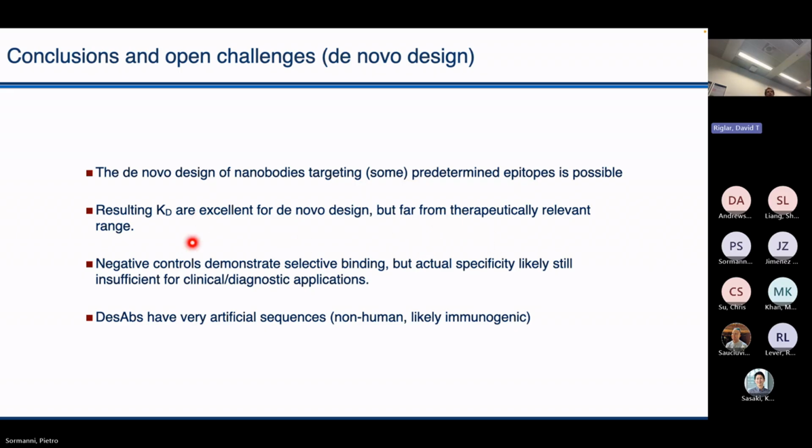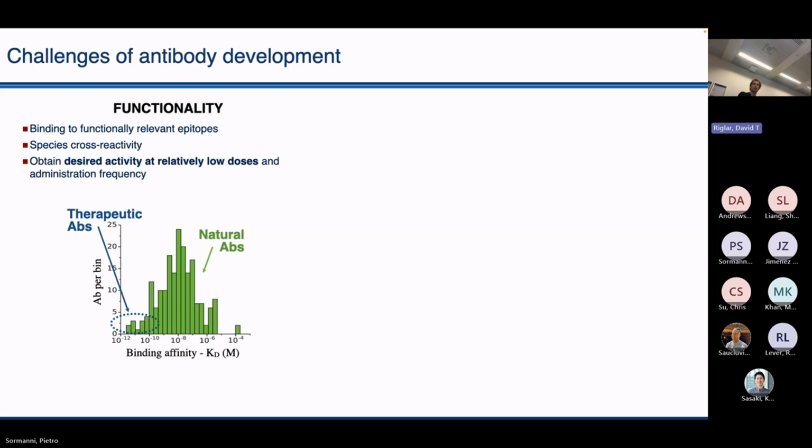And then the negative controls we have employed throughout demonstrate that the binding is selective, but it's also very likely that the actual specificity or the degree of stickiness of these artificial nanobodies is not enough for diagnostic or clinical application. And then, of course, these sequences we design are very artificial, and so they are likely immunogenic. So these are the sort of things we try to overcome with the currently ongoing research.